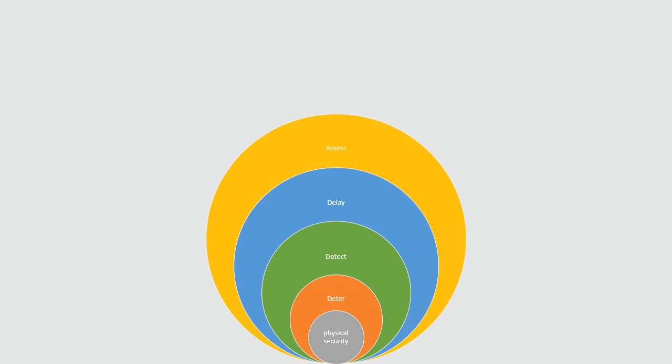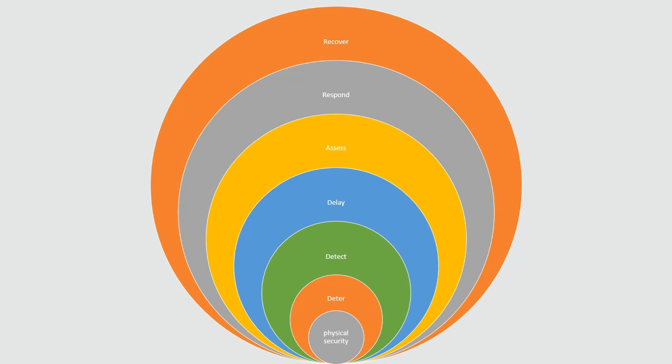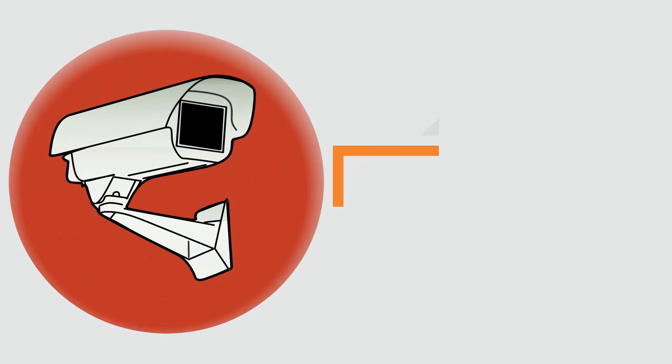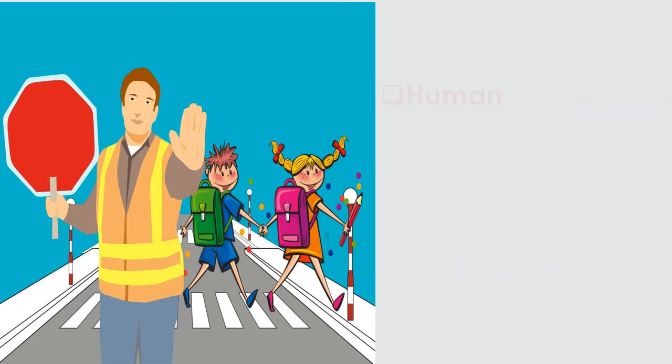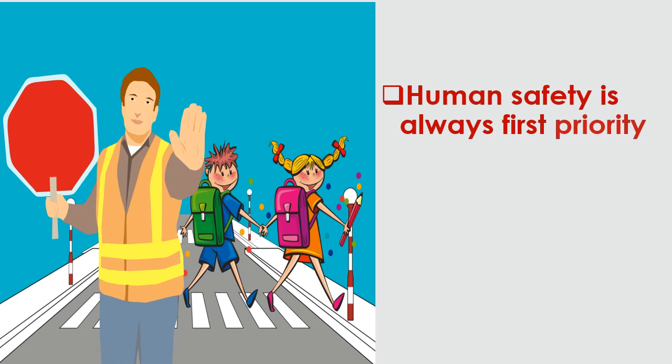Six layers of defense in physical security are: deter, detect, delay, assess, respond, and recover. CCTV cameras can serve to deter, detect, and assess. Human safety is always the first priority.